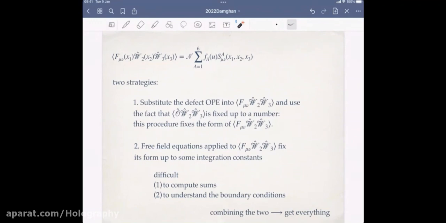But in both cases, there are some issues. In the first, it actually turns out to be rather difficult to compute those sums in closed form. And in the second case, you have a bunch of differential equations, and it's hard to understand the boundary conditions. But we found that by putting these things together, there was enough information to sort everything out. And we could completely specify the form, or at least specify it enough that we could make some rigorous arguments based on its form.